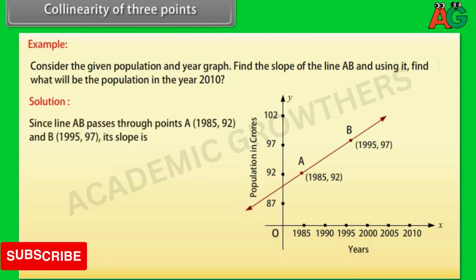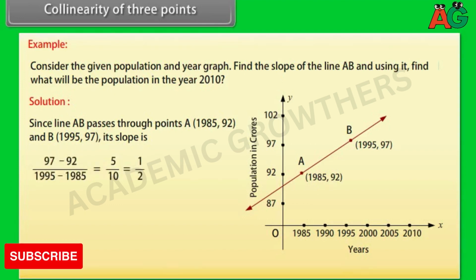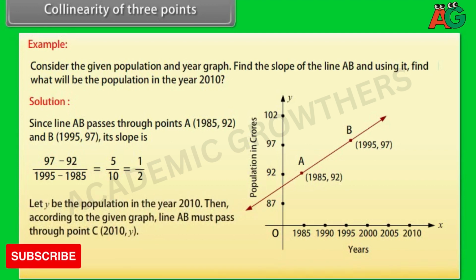Solution. Since line AB passes through points A(1985, 92) and B(1995, 97), its slope is (97 minus 92) by (1995 minus 1985) is equal to 5 by 10 is equal to 1 by 2. Let Y be the population in the year 2010. Then according to the given graph, line AB must pass through point C(2010, Y). Therefore, slope of AB is equal to slope of BC.